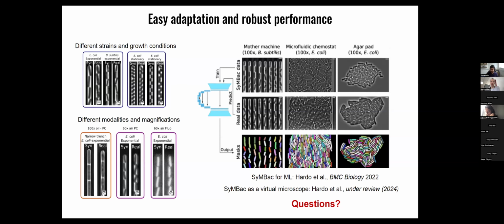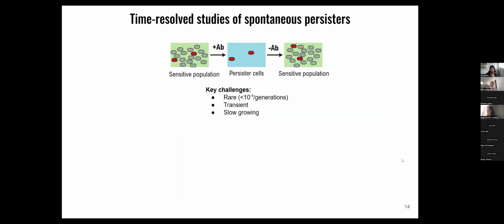Okay. Yeah, thanks again. All right, I'll now go into some of the illustration of these approaches. So the first application I'll talk about is about spontaneous persisters. Spontaneous persisters are these very rare cells that appear in a population of bacteria, which happen to enter in a state of dormancy.